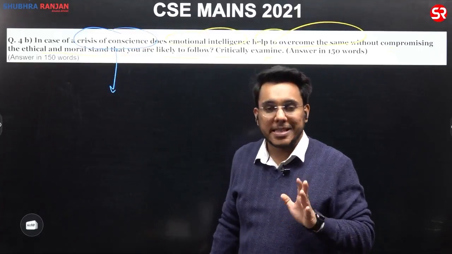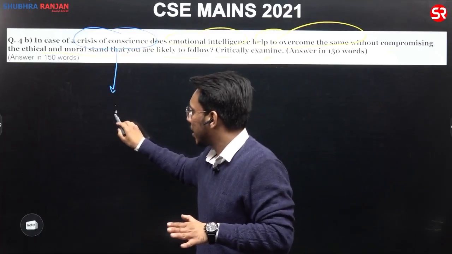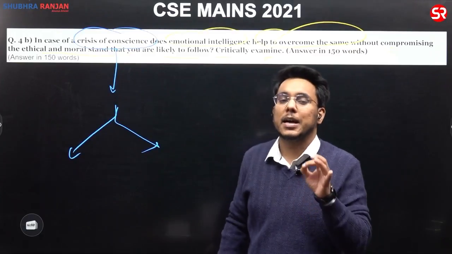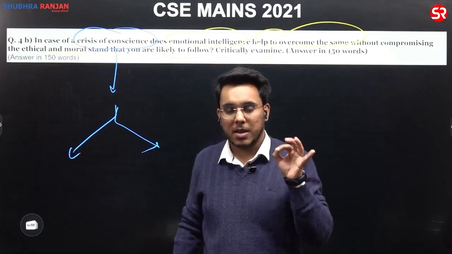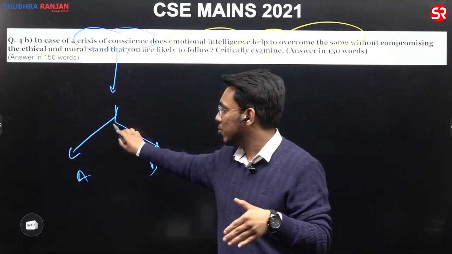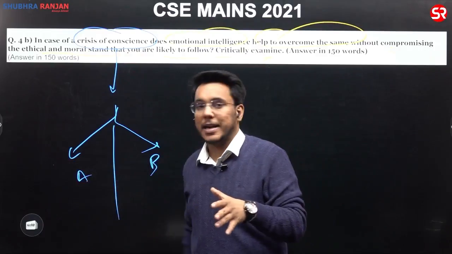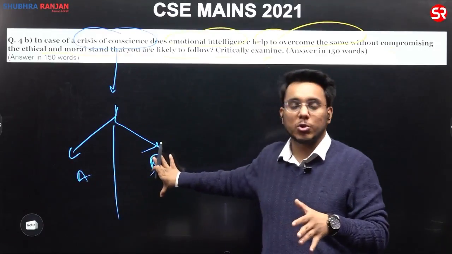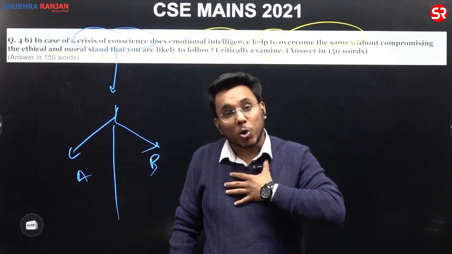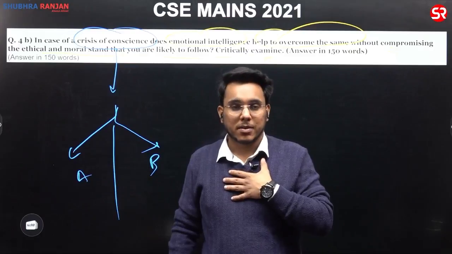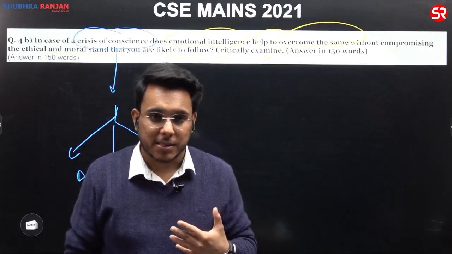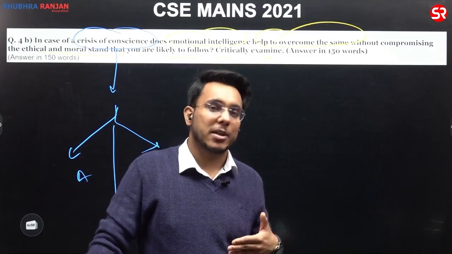Crisis of conscience is a situation when you are not able to decide what should be done in a moral situation. In a moral situation, say two choices are there, A and B, and you are not able to decide which one is to be taken. Should you do this or should you do this? So this is the crisis of conscience. Your conscience is not very clear. We call your voice of conscience a moral compass. It guides you what is to be done and what is not to be done.